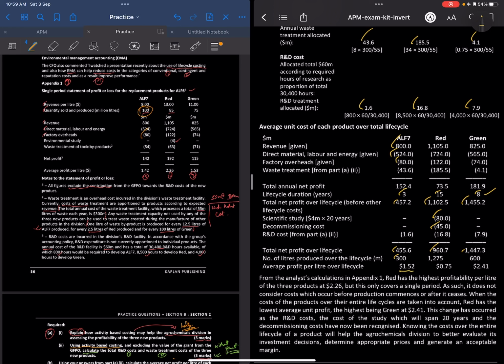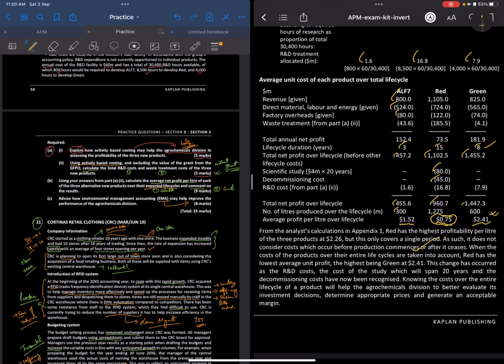Okay, so in appendix 1, red was profitable, right? It does not consider cessation costs such as decommissioning cost, right? Whereas in the life cycle view, red has the lowest unit profit, the highest being the green, right? The change has occurred at the R&D cost and cost of study, which will span 20 years, and the decommissioning cost has been recognized. Knowing the entire life cycle of a product will help the agrochemical division to better evaluate its investment decision, determine appropriate price, and generate an acceptable margin.